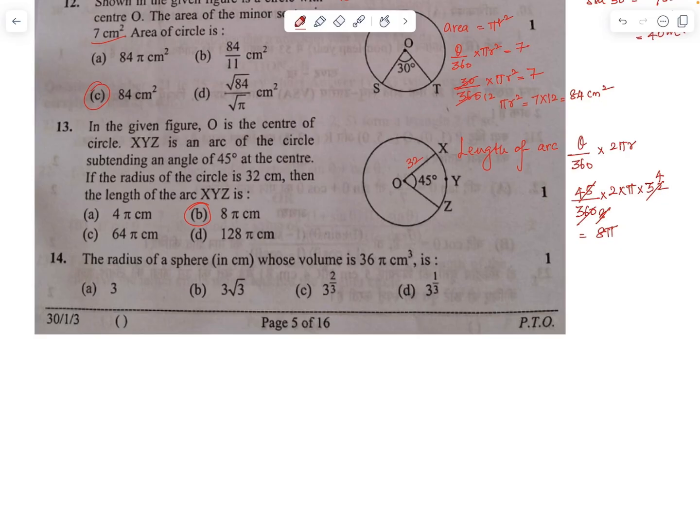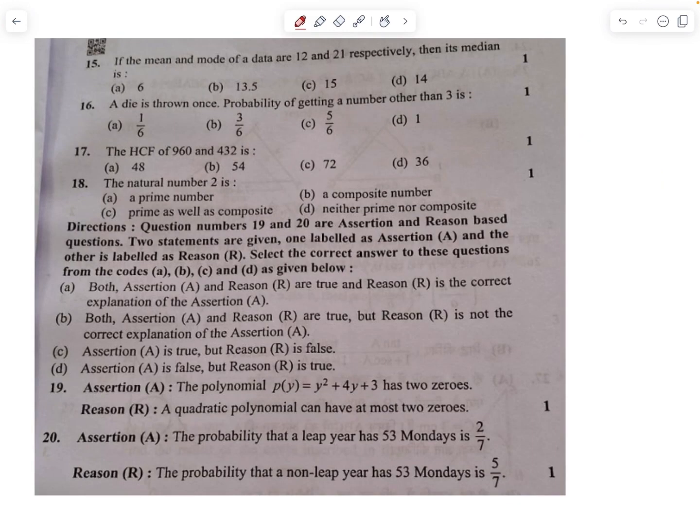Question number 14. The radius of a sphere whose volume is 36 pi centimeter cube is. Volume is given to us, which is 36 pi. Volume of sphere is 4 by 3 pi r cube, which is equal to 36 pi. Cancelling pi, 4 and 36. Then r cube is equal to 27. So r is equal to 3. Answer is option A. Question number 15.